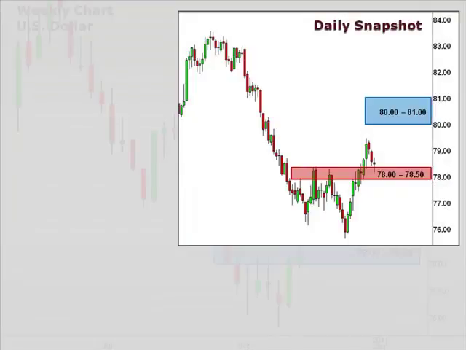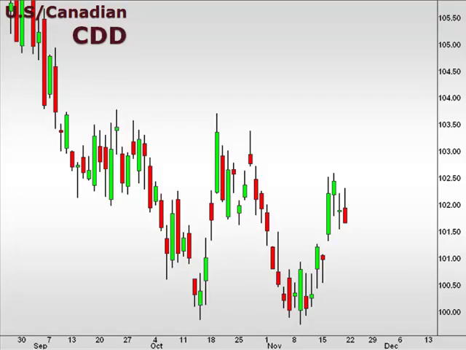Now, the daily chart reflects the end of the week retracement lower. Last Friday's candle shows some indecision. A bullish reversal candle within the 78, 78.5 range lends credibility to a move towards 80.81.